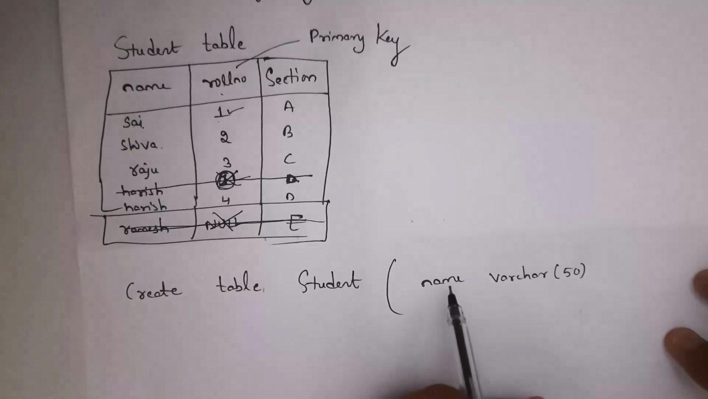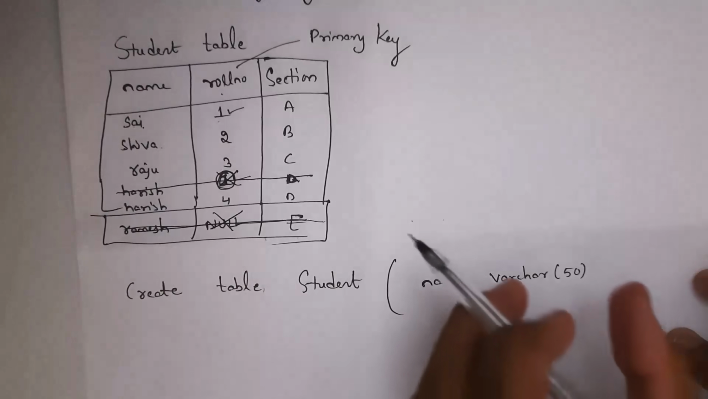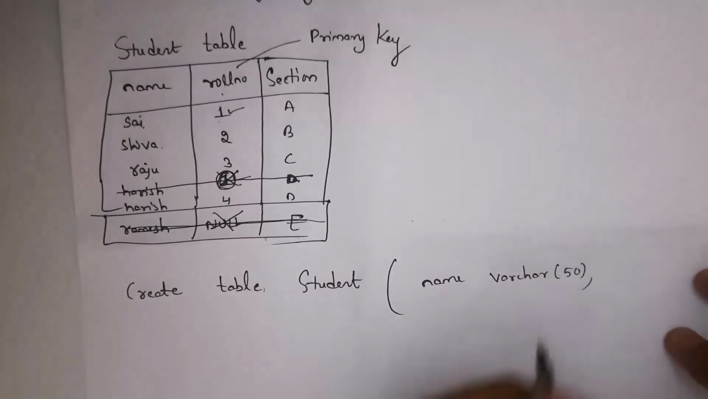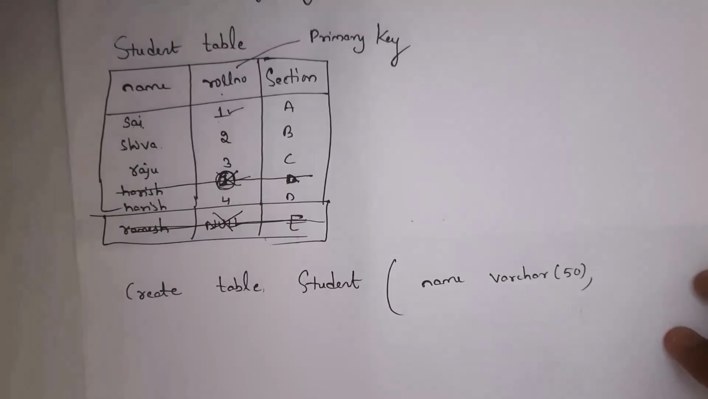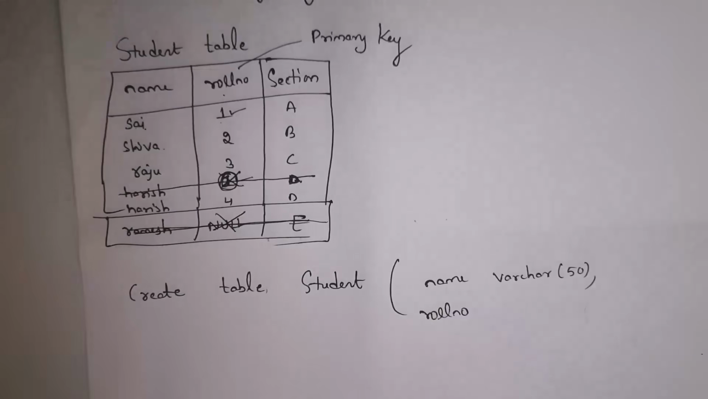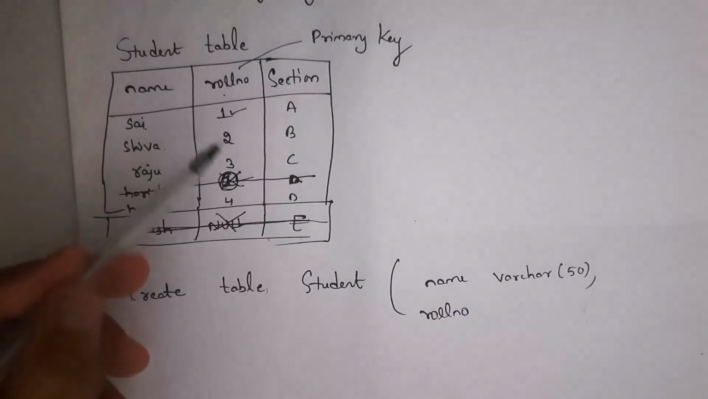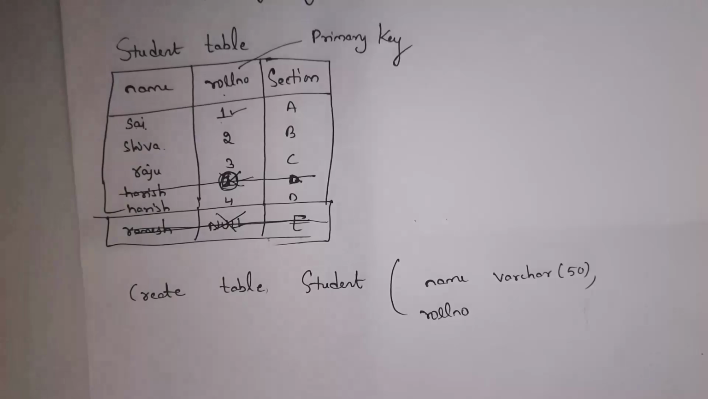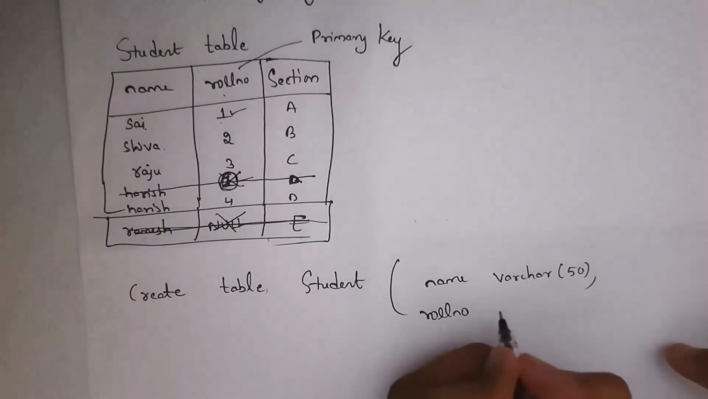So I wrote here name, which is the column name, and the data type, that is varchar 50, comma. Next column is rule number. So write here rule number, which is the column name. I want to give rule numbers like rule number 1, rule number 2, rule number 3, and so on. So all are integer values. So I am giving the data type, that is int.